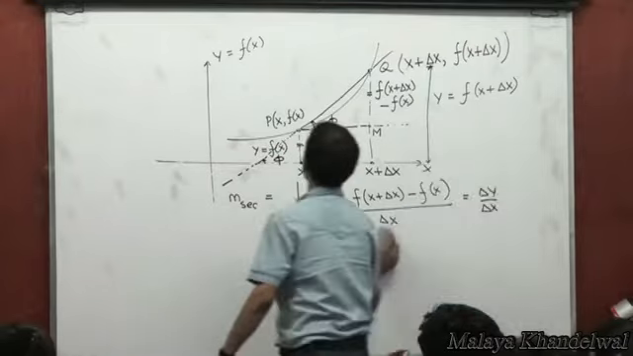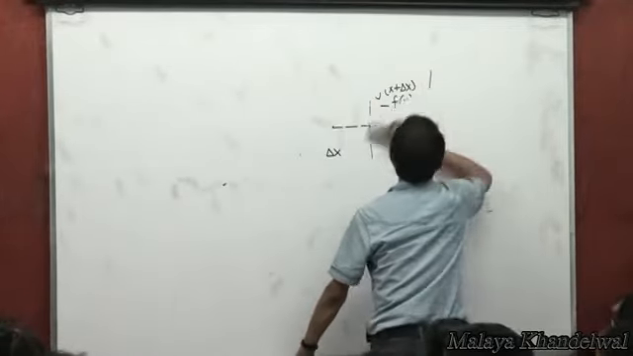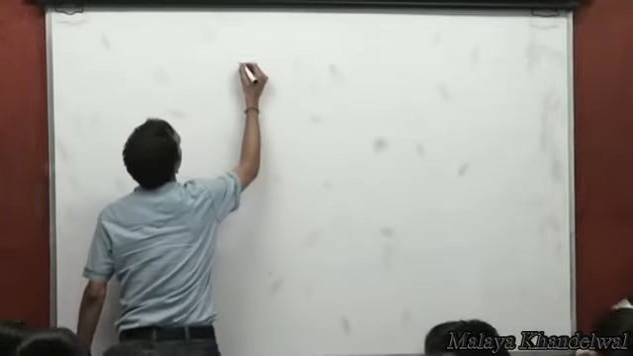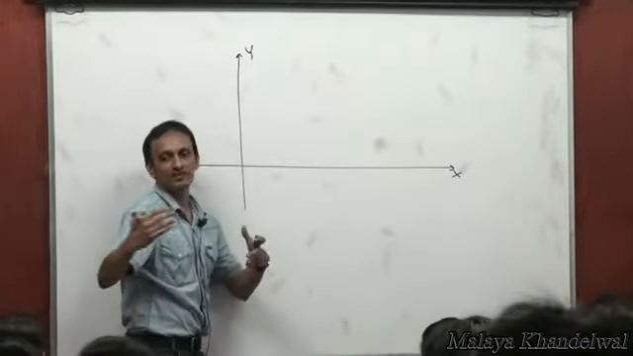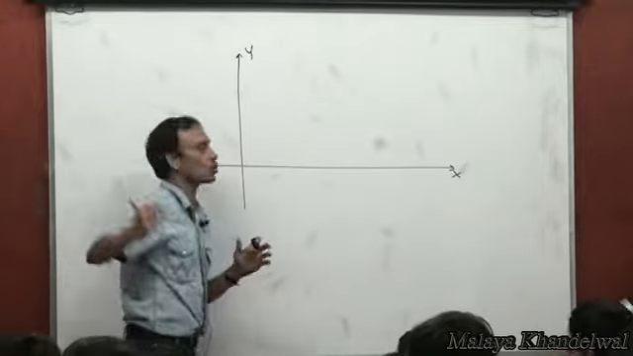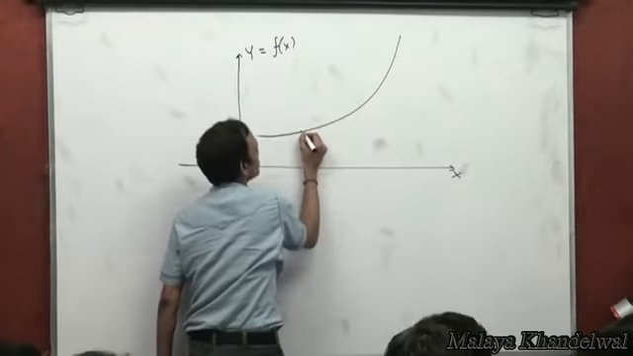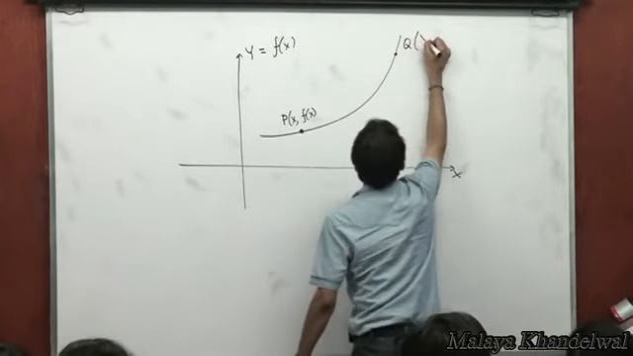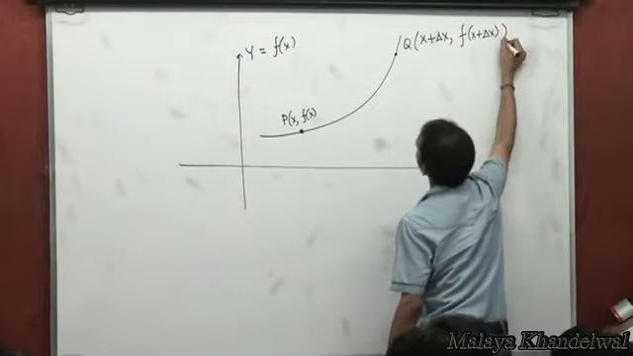Now, having understood this, the slope of the secant is always the average rate of change of y with respect to x in the interval over which the secant is drawn, x to x plus delta x. That's the interval over which the secant is drawn. P is x comma f of x and Q is the point whose x coordinate is x plus delta x and whose y coordinate is f of x plus delta x, right? That's Q.